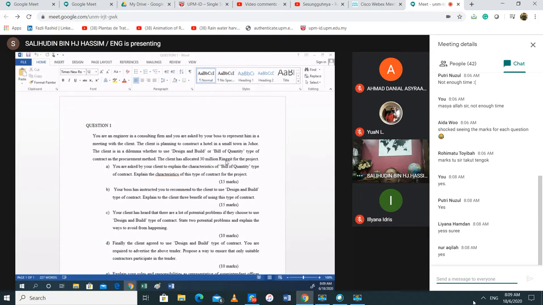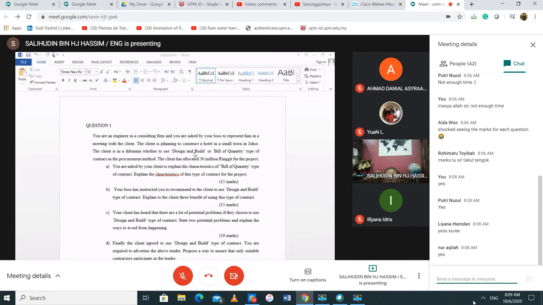Okay. What is the keyword in this particular background of the story? What is the keyword? Information here that you have to pick up. What is the keyword?